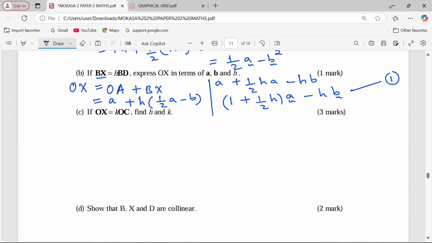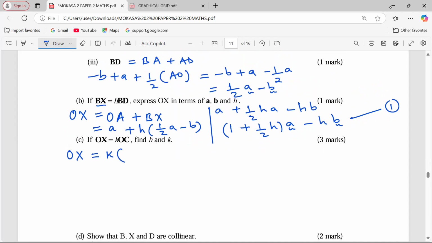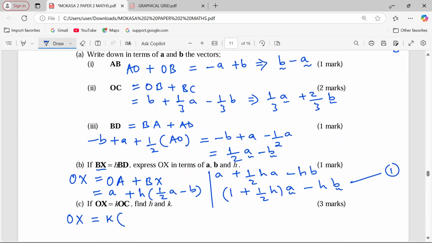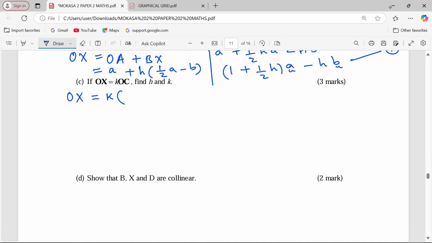We can also express vector OX using K, the value of OC. And you know OC has already been done. That is a third A plus 2/3 B.